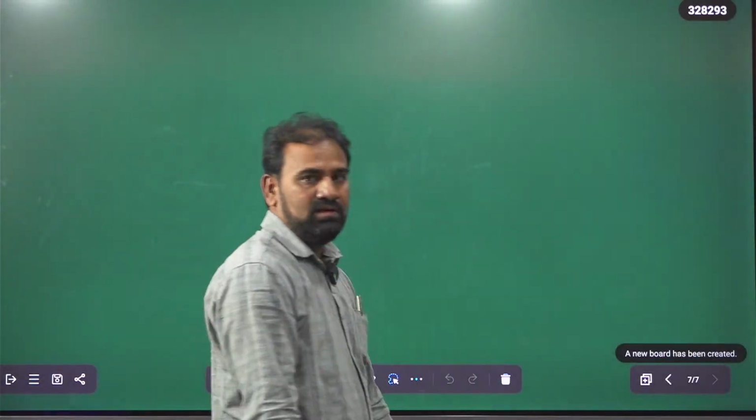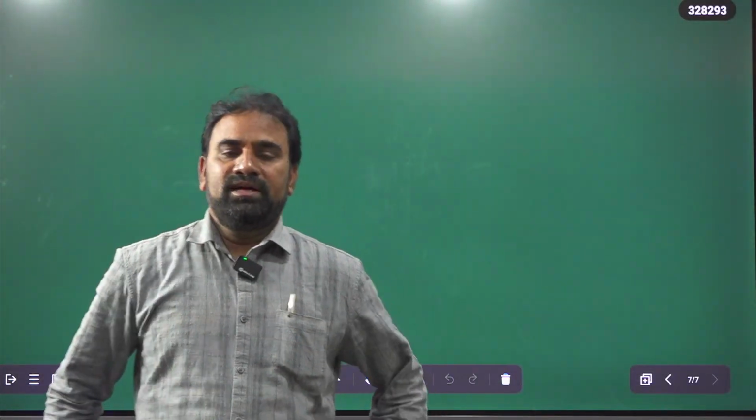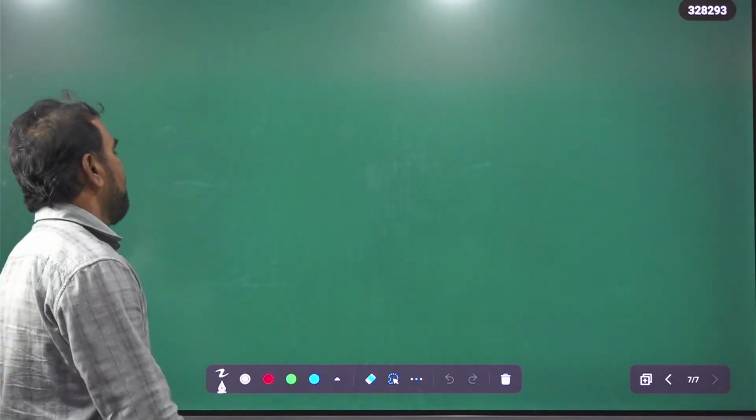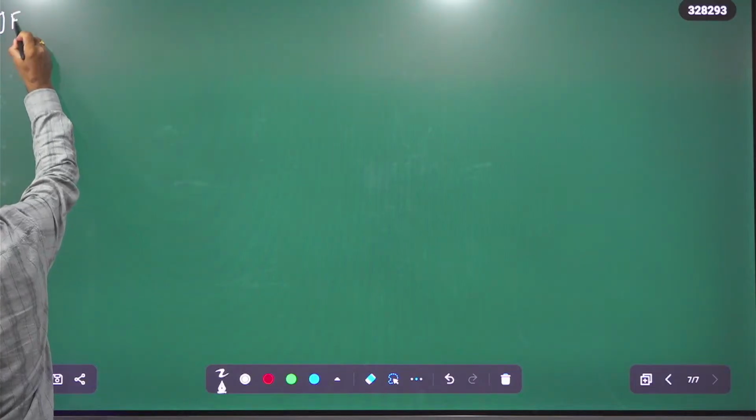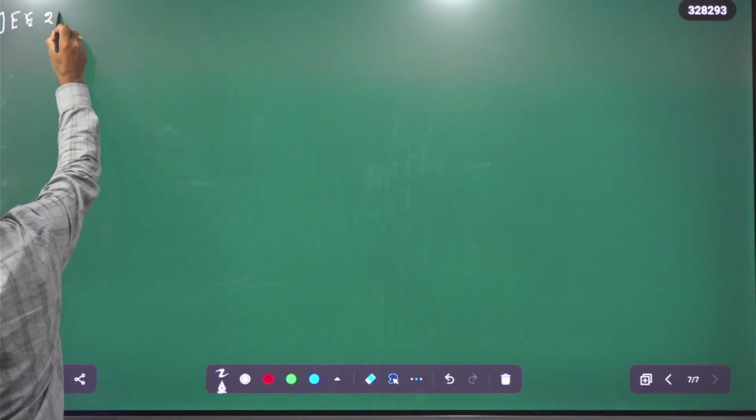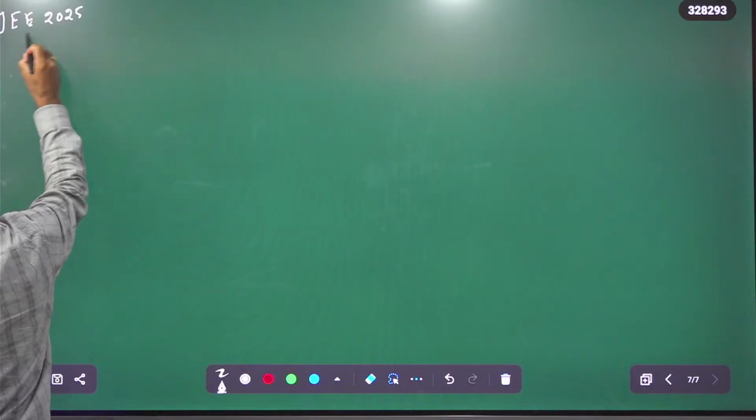Next, based on Young's modulus, see some problems here. This is a JEE 2025 problem.